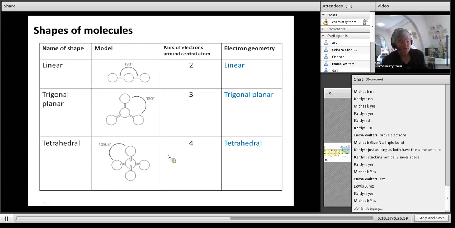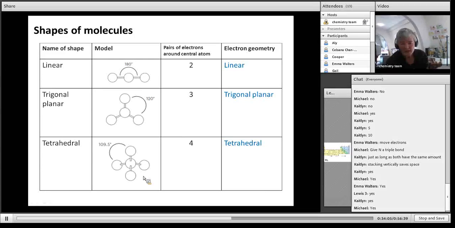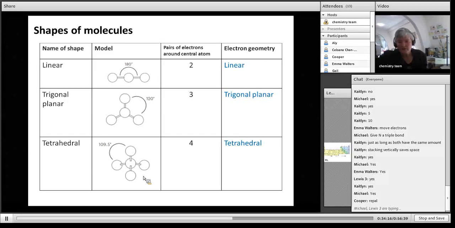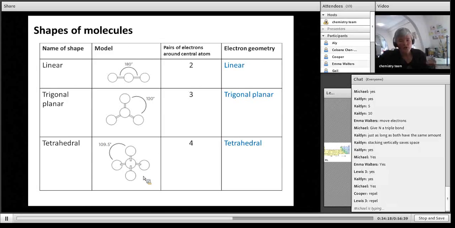Then if I've got 4 regions of negative charge, then I get the tetrahedral shape. So here I've got 4. So why do I get these different shapes? Electrons are negative. So what do you know about negatives and negatives? What do they do to each other? They repel. So you have to say that when you explain it.